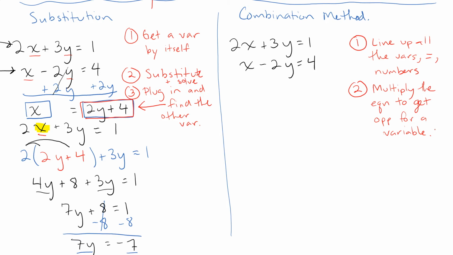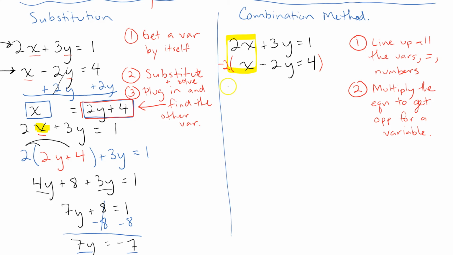So for example, if I choose my x's, those to me look pretty easy. Right now I have a 2x and a 1x. So I want them to be opposites, like 2 and negative 2, or 6 and negative 6, or something like that. And I can get opposites very easily here if I were to multiply this bottom equation by negative 2. So what we're going to do is I'm going to multiply this bottom equation by negative 2. And let's see what happens.